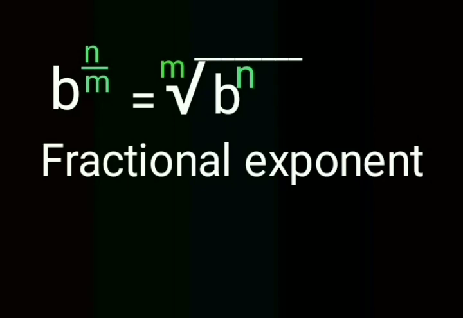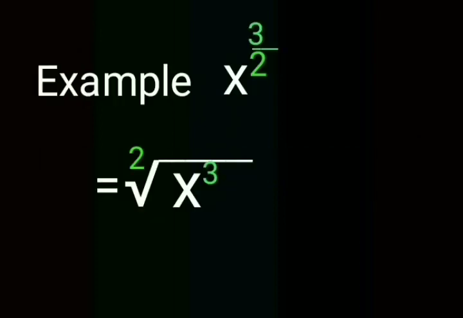In the fractional power rule: any base b raised to the power n over m. The result will be the m root of base b raised to the n. Example: x raised to the power 2 over 3, or square over cube. The result will be the cube root of x squared.